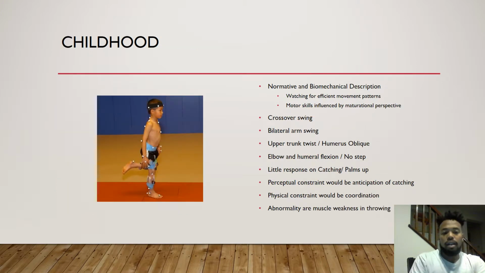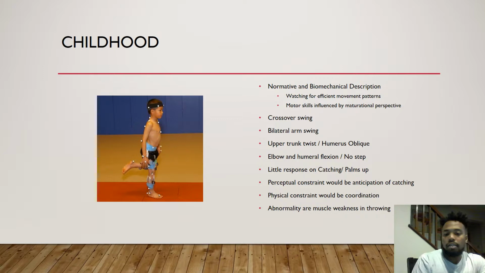For childhood, I decided to go with the normative and biomechanical descriptions, where children were being observed through tests: how high they jumped, how well they ran, or how far they threw. After a long time of observation, motor development and description is what this theory would base its analysis on. They watch efficient movement patterns, and they also watch motor skills influenced by the maturational perspective.